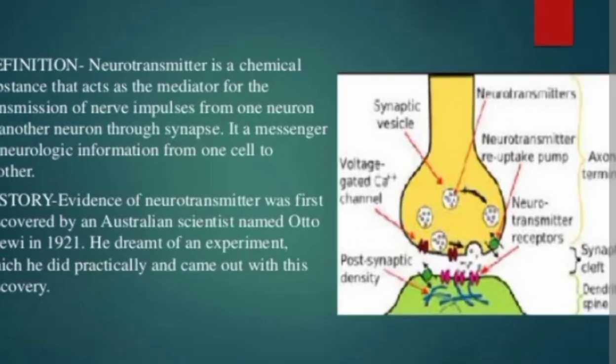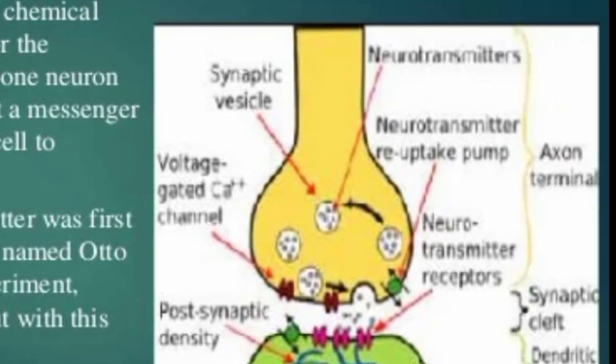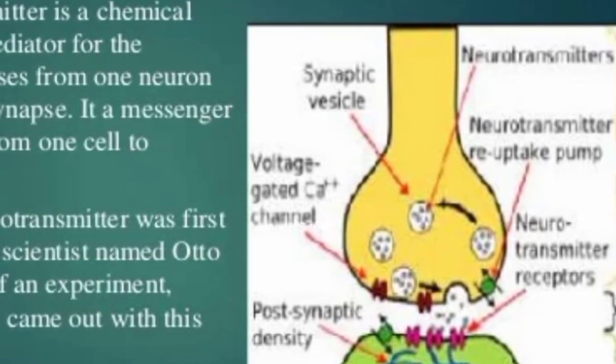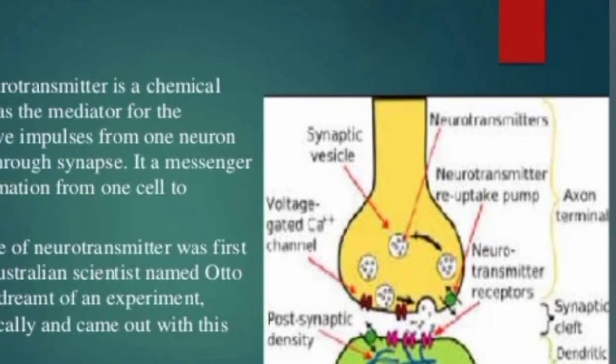Here is the structure of a neurotransmitter synapse: presynaptic region, postsynaptic region, voltage-gated calcium channel, nerve transmission, receptor, neurotransmitter reuptake, and synaptic vesicles are present.